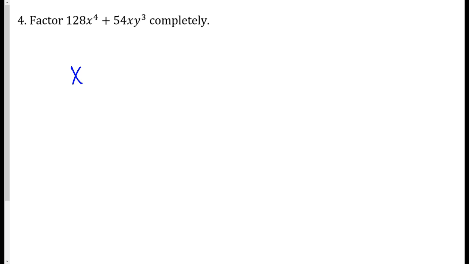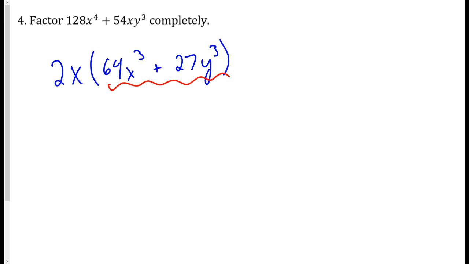And what's the greatest common factor of 128 and 54? Well, I know they're both multiples of 2. Maybe that's not the greatest, but let's figure that out. So after I factor out 2x, I took out that GCF. What am I left with? I'm left with 64x cubed plus 27y cubed. And that looks promising, because this is the sum of perfect cubes. This is 2x times 4x cubed plus 3y cubed.